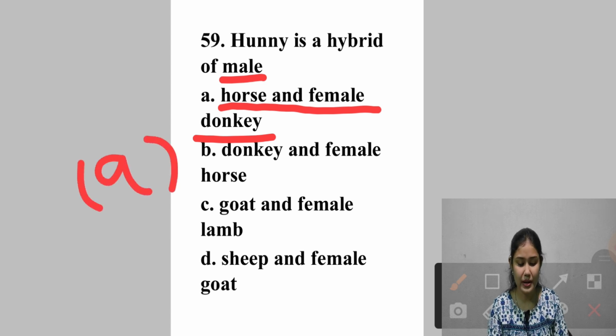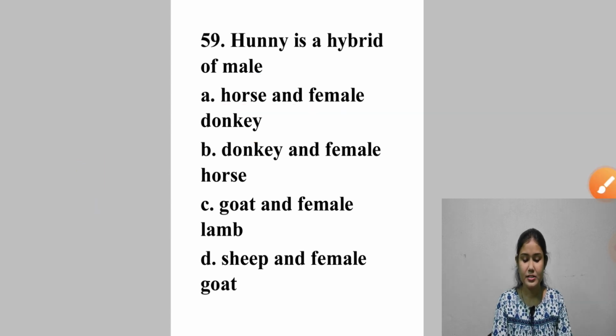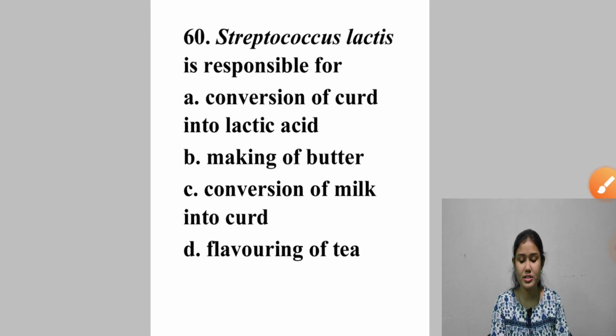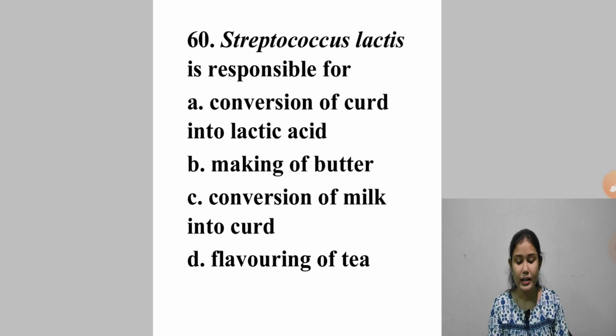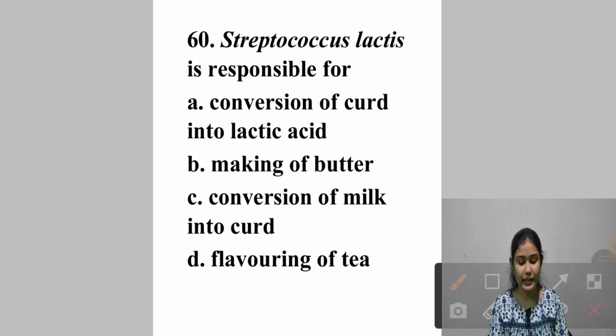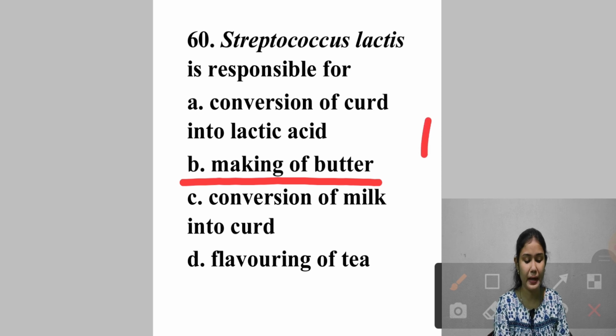Now come to question number 60. Streptococcus lactis is responsible for the A, conversion of curd into lactic acid, B, making of butter, C, conversion of milk into curd, D, flavoring of tea. Okay, so the Streptococcus lactis is responsible for the making of butter. Okay, butter बनाने में इसे यूज करते हैं. Okay, so answer will be option B.